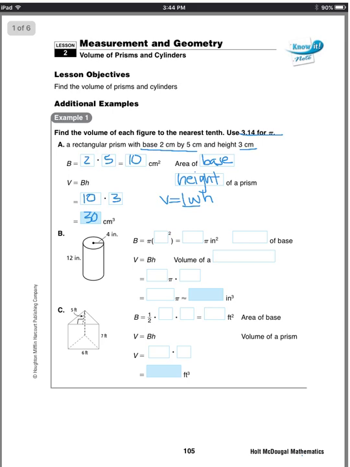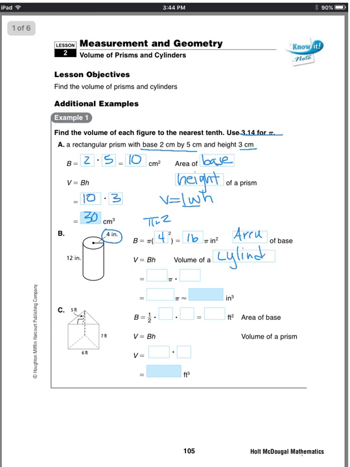A cylinder has a circular base and top. So to find the area of the base, we take pi r squared. Our radius is 4, so we substitute 4. 4 squared is 16 pi. So this is the area of the base. And now we're going to find the volume of a cylinder.